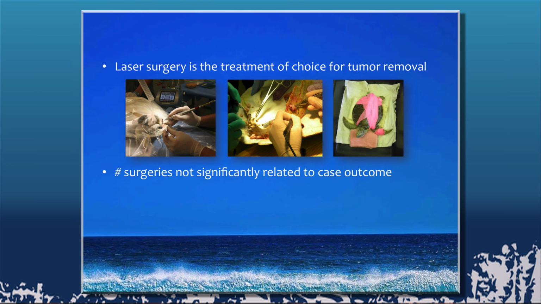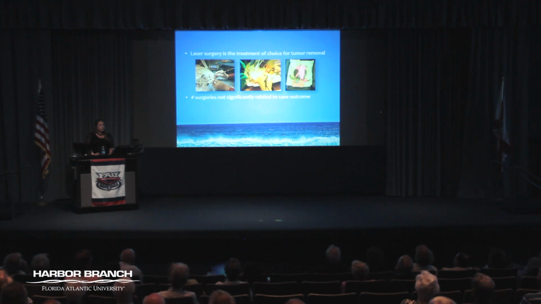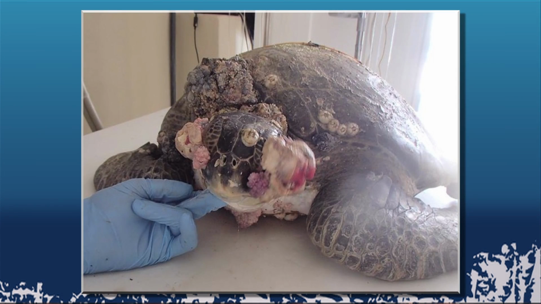Laser surgery is the treatment of choice for tumor removal. And we found in this study that the number of surgeries was not significantly related to case outcomes. So a turtle could have up to 6 tumor removal surgeries, and it wouldn't necessarily affect the outcome of the case. So here's a good example.